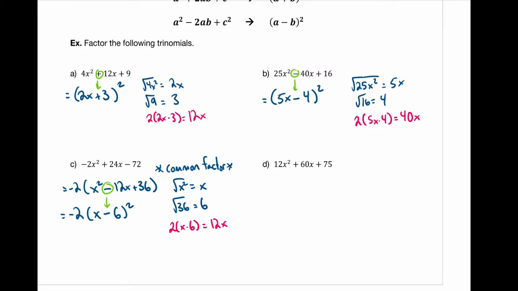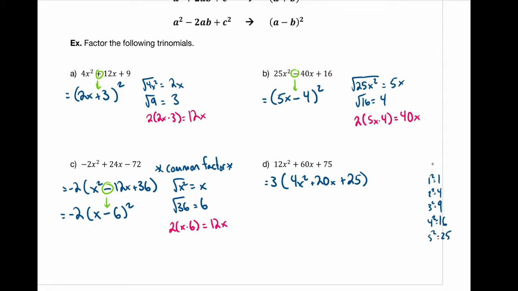And it looks like there is a common factor of 3. So if I take a common factor of 3 out, I'm left with 4x squared plus 20x plus 25. Now, if you are familiar with your square numbers, or your perfect squares, right? So 1, 4, 9, 16, and so on, because 1 squared equals 1, 2 squared equals 4, 3 squared equals 9, 4 squared equals 16, 5 squared equals 25.